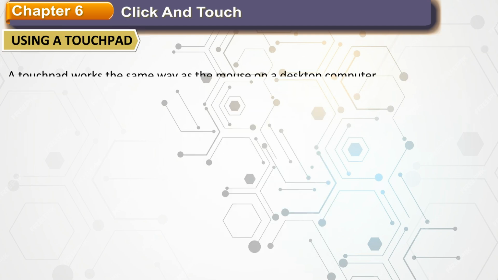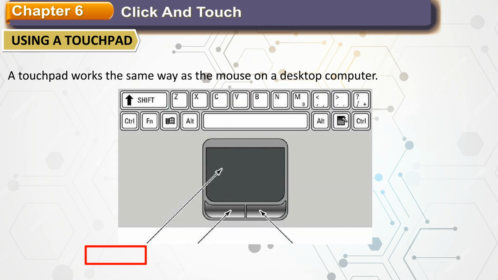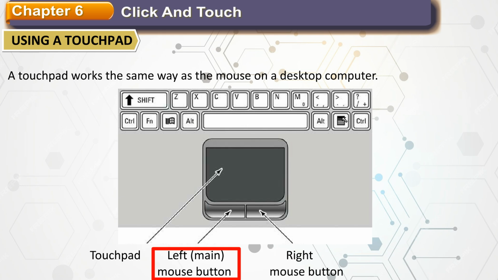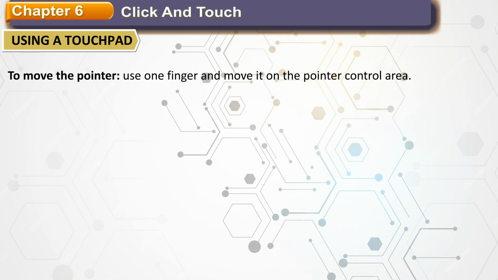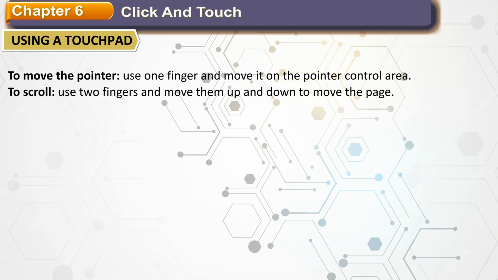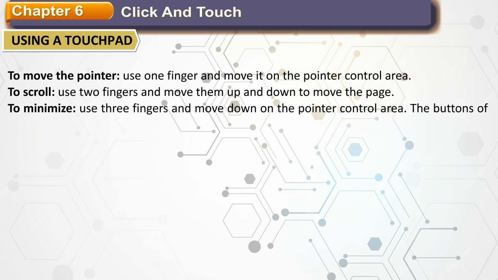Using a touchpad. A touchpad works the same way as the mouse on a desktop computer. Left, main mouse button. Right mouse button. To move the pointer, use one finger and move it on the pointer control area. To scroll, use two fingers and move them up and down to move the page. To minimize, use three fingers and move down on the pointer control area. The buttons work the same as the ordinary mouse buttons.